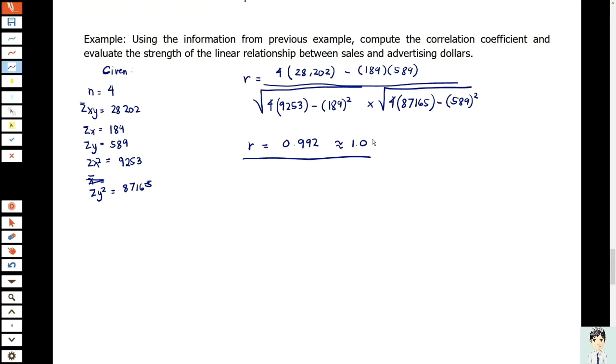So if we compute naman the R squared, diba? Or the coefficient of determination, R squared is equal to 0.984. Tama ba? Which means you have 98.4% of the variability in sales is explained by the advertising dollar. Okay po.